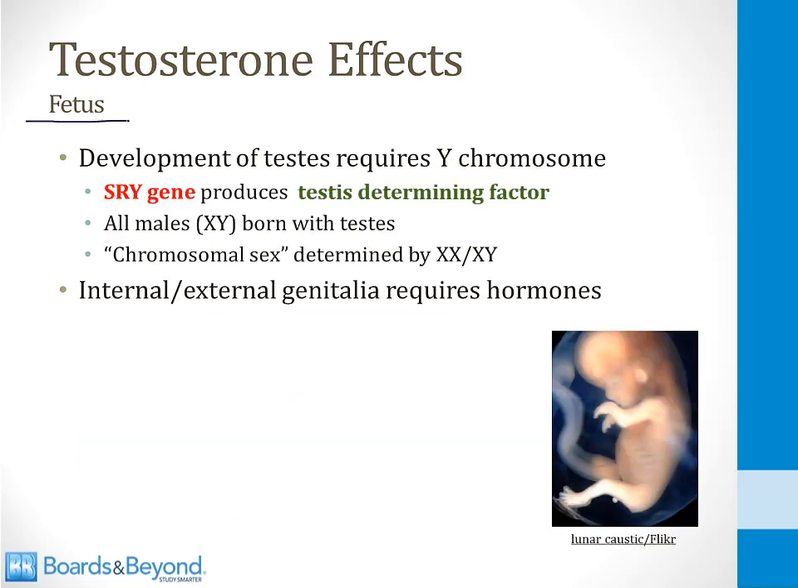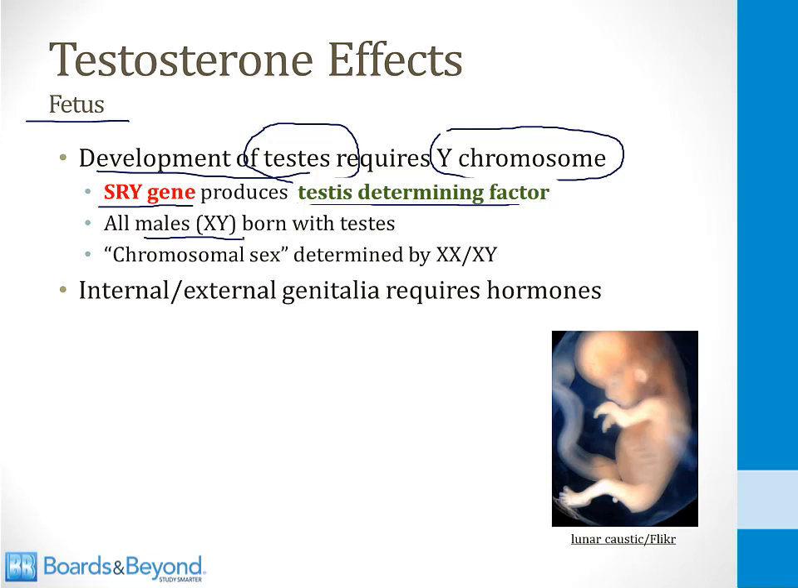Testosterone is very important in the fetus for normal development of the male genitalia, and in order to understand this, we need to review how males develop in general. So the first thing you should know is that the development of the testes requires a functioning Y chromosome. The Y chromosome contains a gene called the SRY gene, which produces testis determining factor, and this drives growth of the testes. So all males who are XY, assuming their Y chromosome is functioning, will be born with testes, and the Y chromosome is what determines their chromosomal sex.